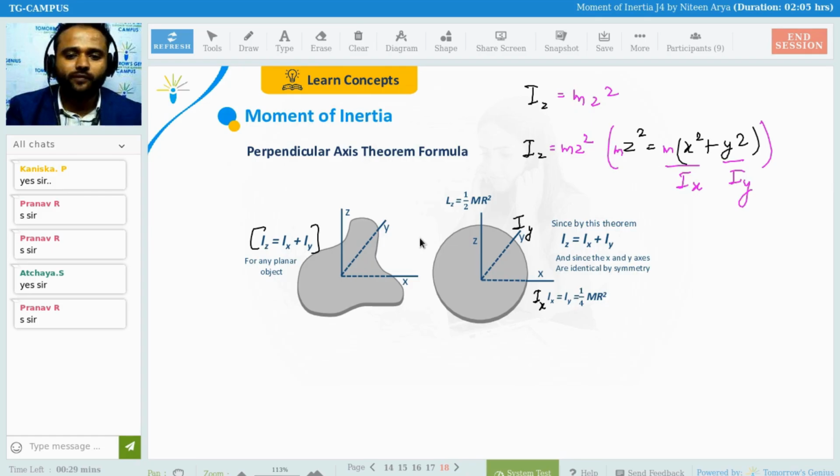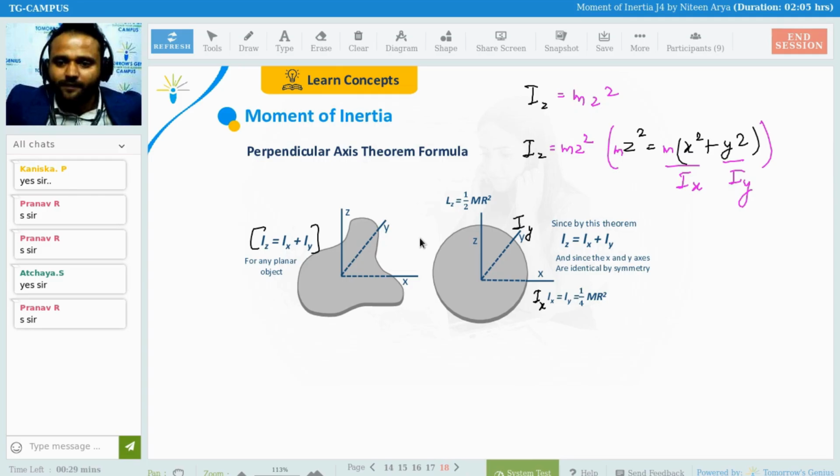We don't need to give the proof, it is already proven. So Ix plus Iy is going to be 1/4 mr² for any particular disk. That is why when it passes through the center of mass, Iz becomes 1/2 mr². Clear, everyone?